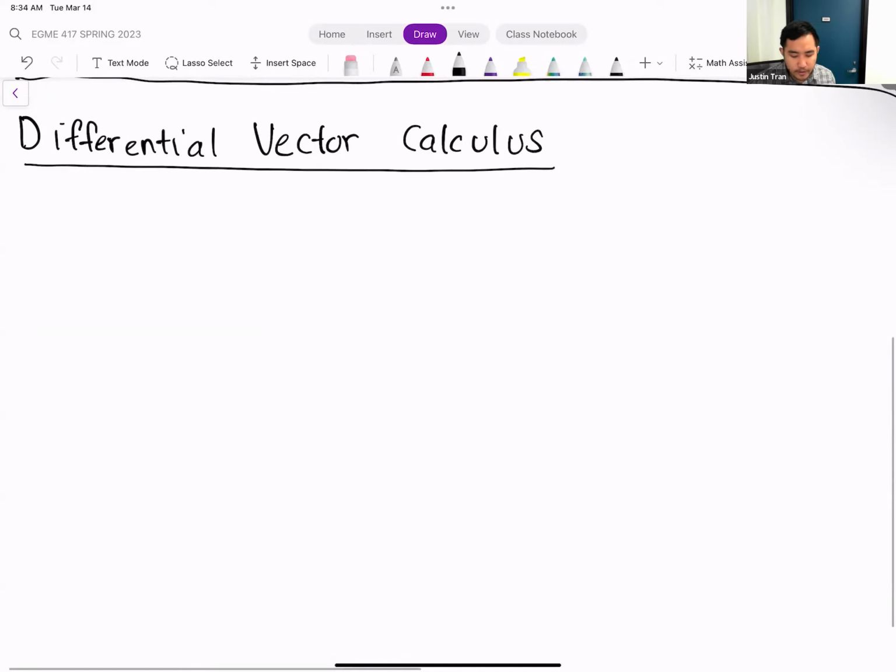Today we're talking about differential vector calculus. When I say differential vector calculus, what I mean by that is all derivative operations.